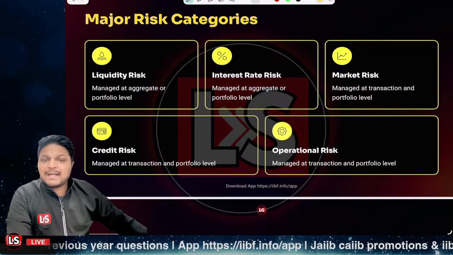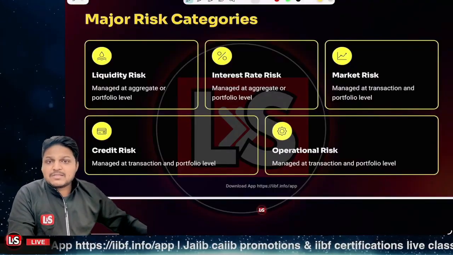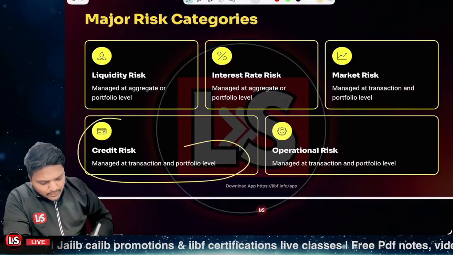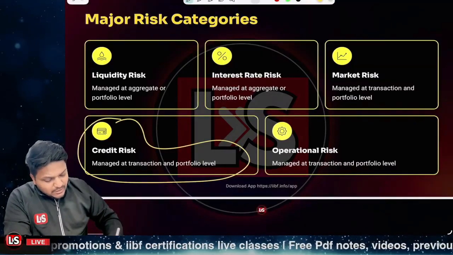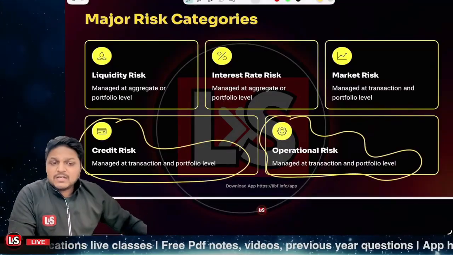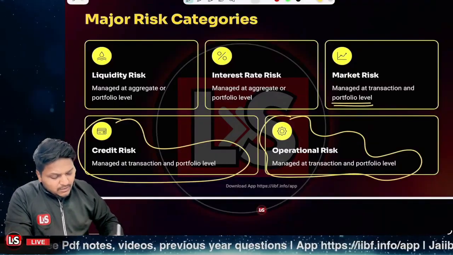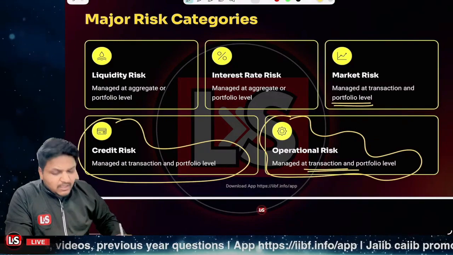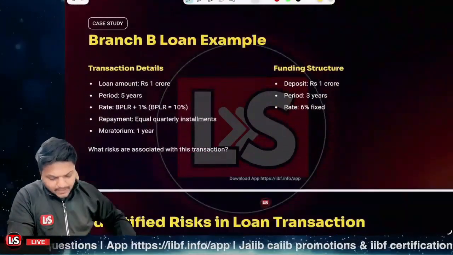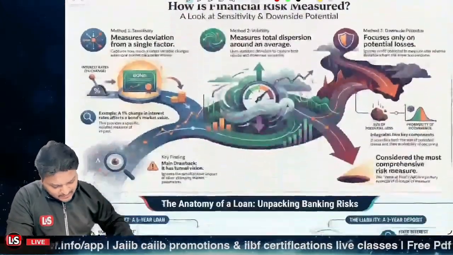Liquidity risk is to be managed at the aggregate or portfolio level. Interest rate risk is to be managed at the portfolio level. Market risk is to be managed at the portfolio level. But credit risk is to be managed at the portfolio level as well as the transactional level. Operational risk is also to be managed at both the portfolio and transactional levels. So there is a difference. One risk is at the portfolio level, another is at the transactional level, and some may be at both levels. Is that clear?